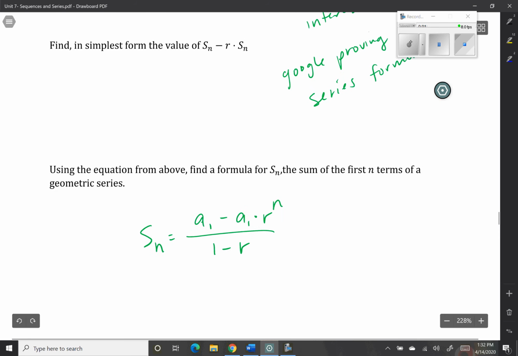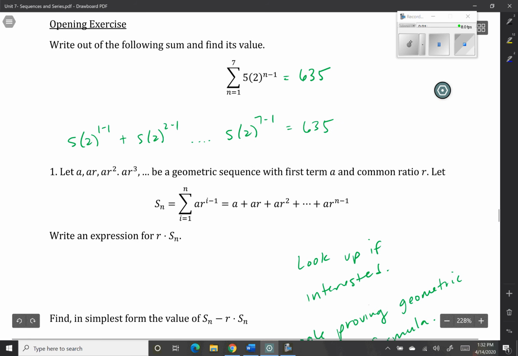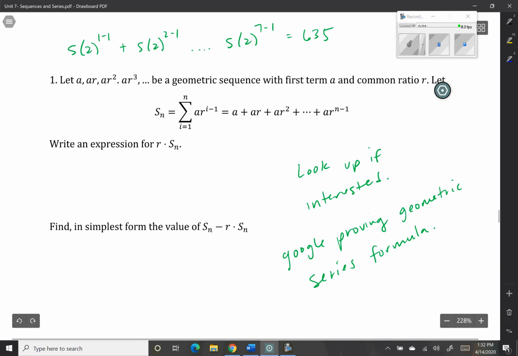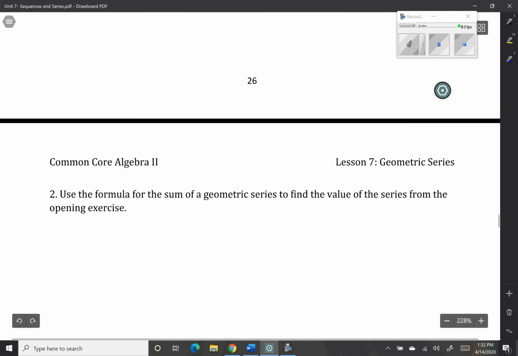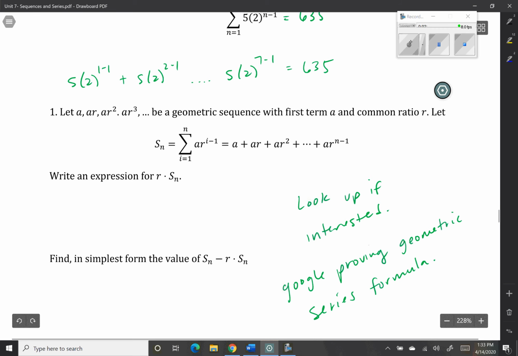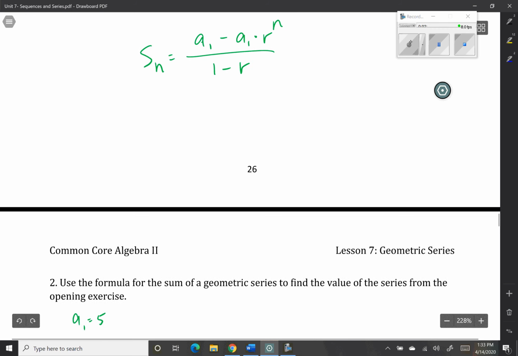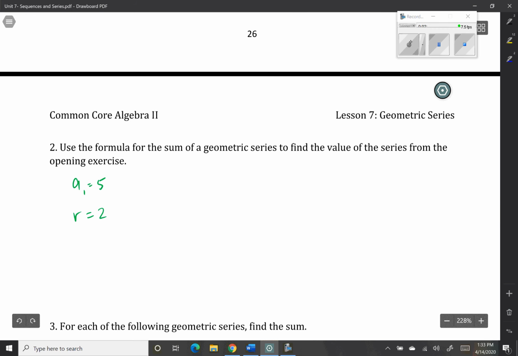So this first opening exercise problem has a first term of 5. The first term in the opening exercise was 5. The common ratio in the opening exercise was 2. And there were 7 terms. That's the number on top that tells you how many terms we're trying to add up.